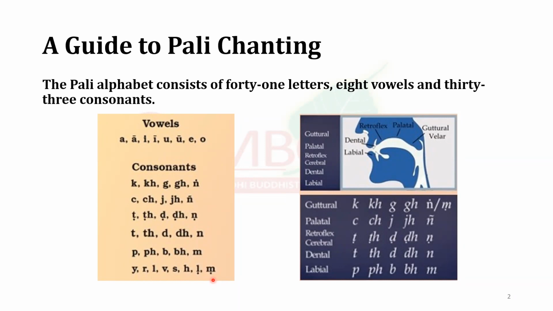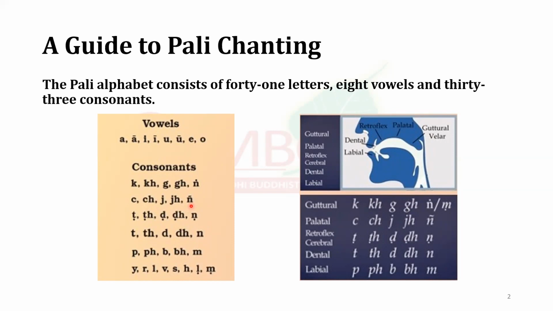Okay, then C. C as in ch, and then CH as in ch. And J as in j, JH as in j. And then N with the muruku, with the cursive diacritical mark on the top, it is pronounced as NYA. That's a bit nasal. You must pronounce it through your nose.